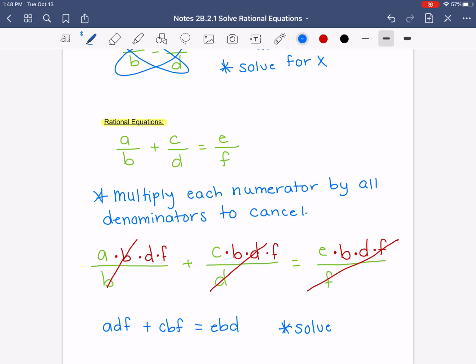So you multiply each numerator by all denominators to cancel. All the denominators are going to cancel, and each numerator gets multiplied by all denominators.